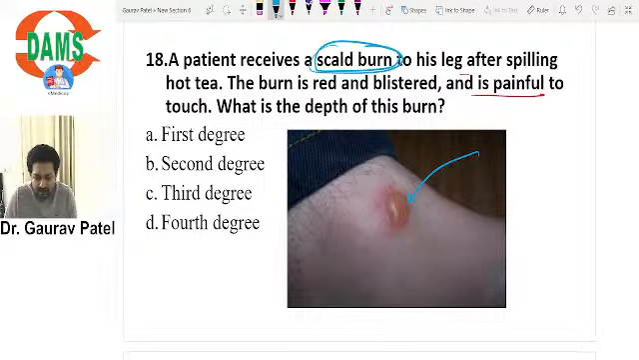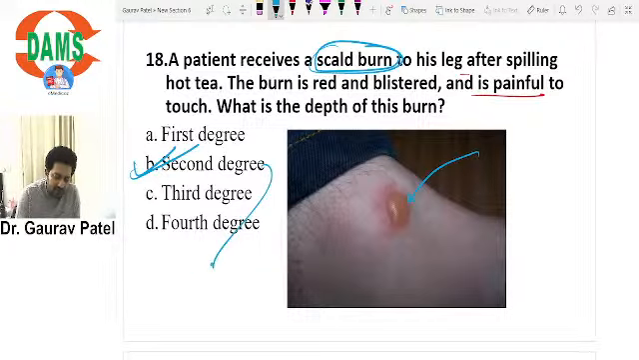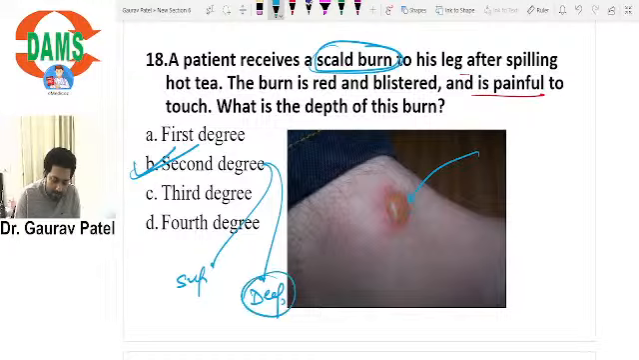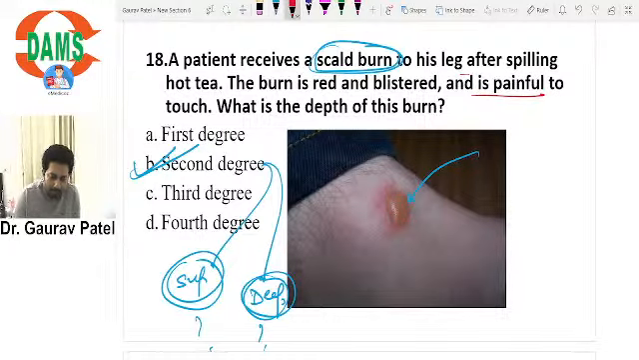Acute is, yes, within first 6 months. Noah, you are correct. It is very good. It is second degree. Now, if I ask you second degree superficial or second degree deep, which one? Superficial or deep? Second degree superficial or second degree deep?